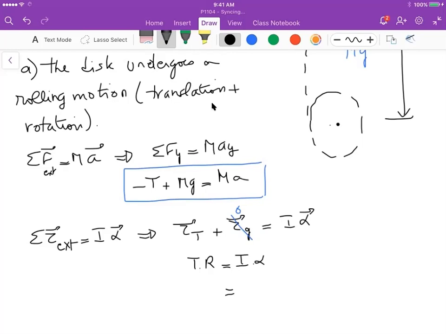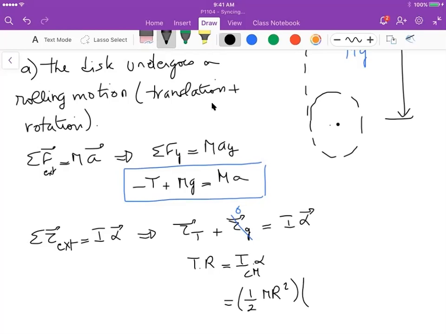Actually, if we have a disk that is rotating through its center of mass, here don't forget we are working on the center of mass. This is the axis of rotation. So the I we are talking about here is I center of mass. And the moment of inertia of a disk with respect to an axis through its center of mass is given by 1/2 multiplied by m times r squared. Okay, so this we can find in our table.